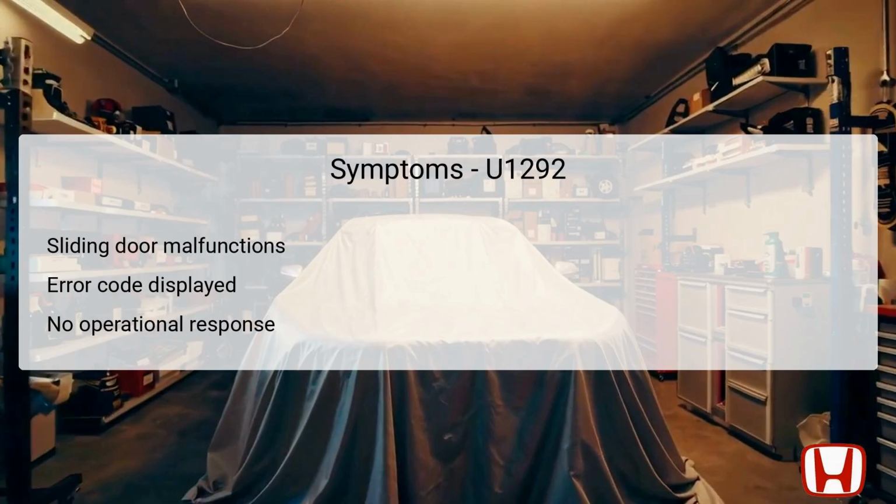Symptoms associated with DTC U1292 typically manifest as malfunctions with the left power sliding door. You may notice that the door may not open or close properly, signifying a breakdown in the communication between the control unit and the MICU. Moreover, the error code U1292 will be displayed on the Honda Diagnostic System, HDS, allowing technicians to identify the specific issue.